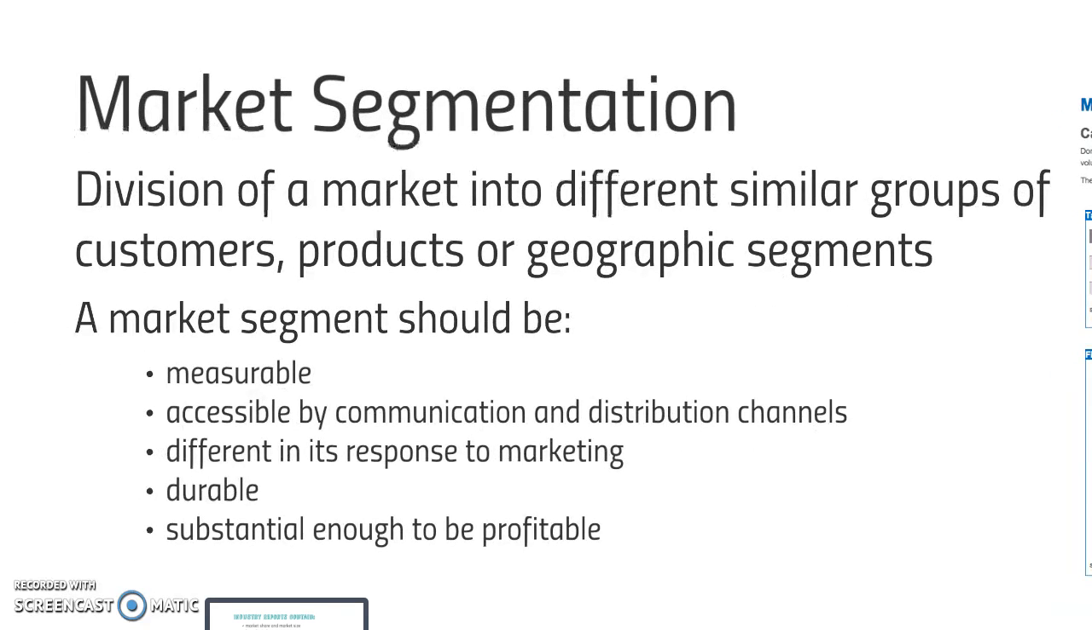Now, market segmentation, there's quite a bit that I actually want to say about this. So, market segmentation is the division of a market into different similar groups. I know that's awkwardly worded, but that's exactly what it is. Different similar groups of customers, products, or geographic segments. A market segment should be measurable, it should be accessible by communication and distribution channels. It should be different in its response to marketing. It should be durable and it should be substantial enough to be profitable.